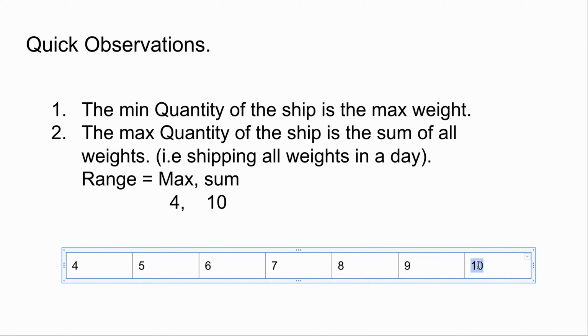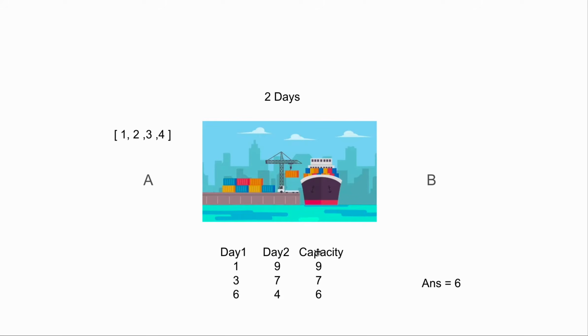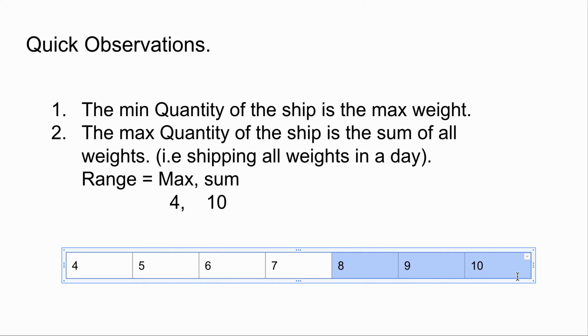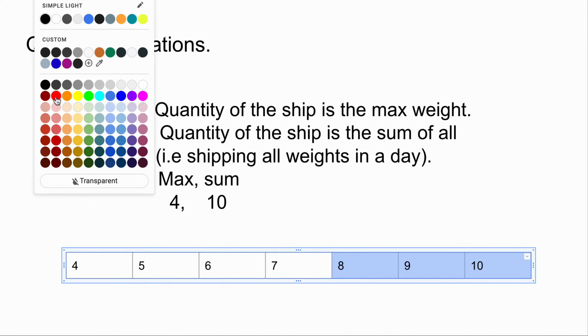Once we know the minimum and the maximum, let's pick a random element. For example, let's pick the mid element, 7. Is it possible to ship with weight 7? Yes, we saw that it is possible. So if it is possible with 7, do you even want to check 8, 9 and 10? No, because you can ship with 7 only. The capacity of the ship can be 7. Then why would you check 8, 9 and 10? So can this be marked with red and can we remove that part? Yes, we can do that.